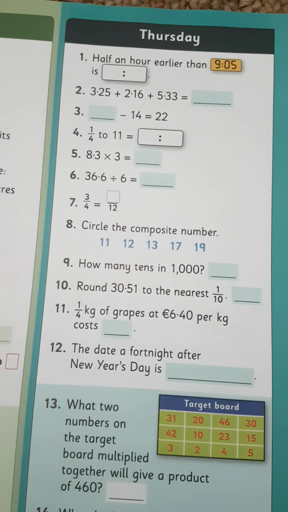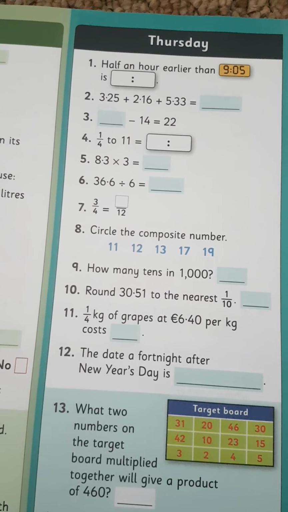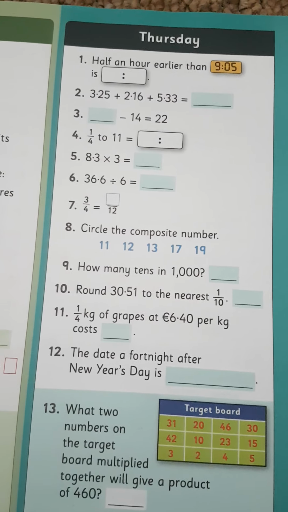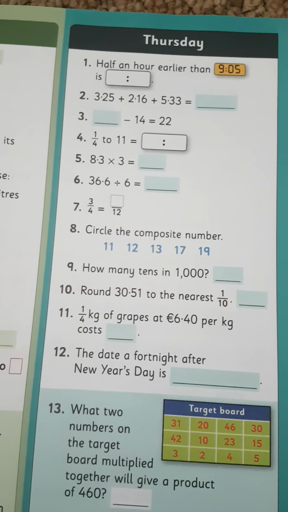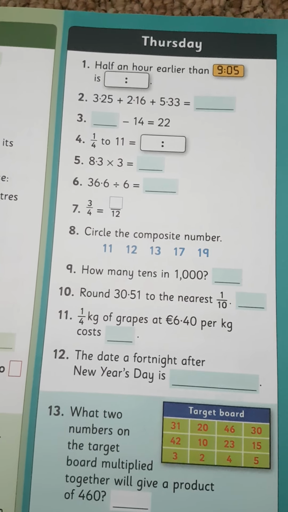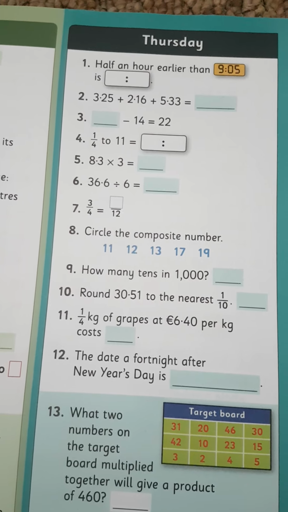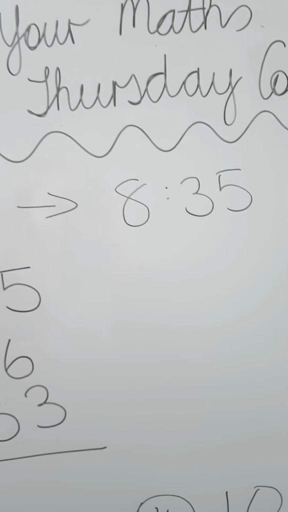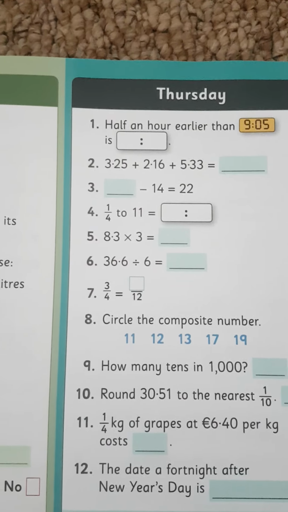So the first question was, half an hour earlier than 9:05 is what? And it did want you to write it in digital form as well. So in my head what I would do there is I'd go back 5 minutes to 9, and then I'd go back another 25 minutes, and that would give me 8:35.